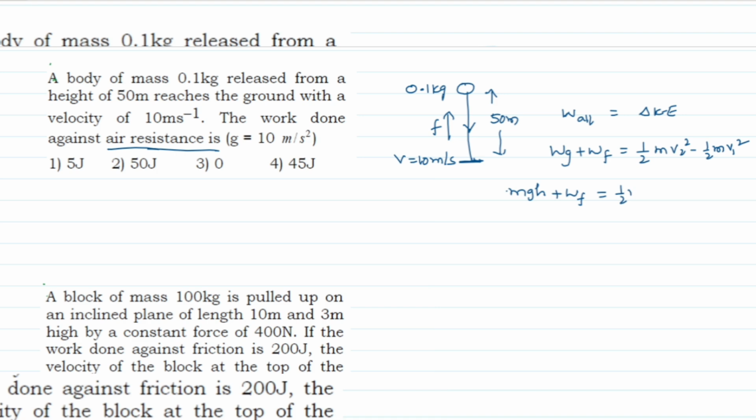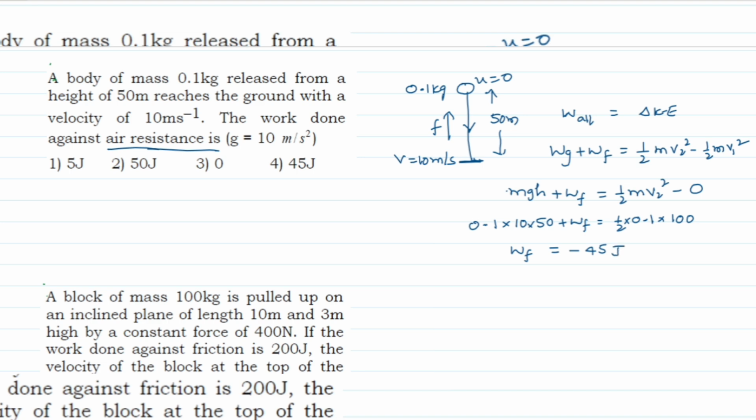equals half into m into v2 square. Releasing the body means the initial velocity is 0. Now substituting, mass is 0.1 kg, g is 10, height is 50, plus the work done by the frictional force, equals half into mass 0.1 into v square. When it reaches the bottom, the velocity is 10 square, which is 100. Simplifying all these values, the work done by the frictional force comes to 45 joules.